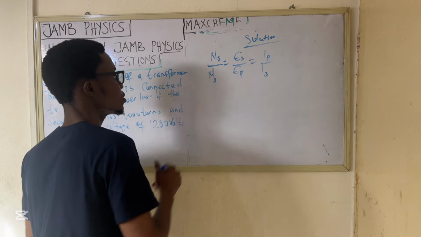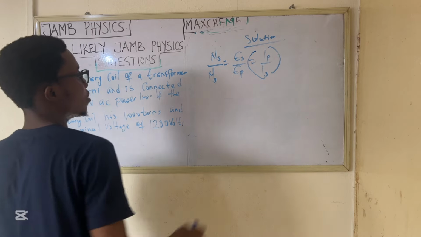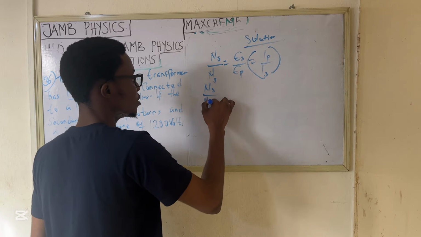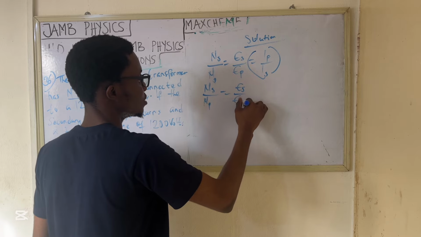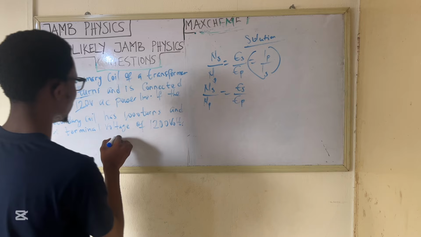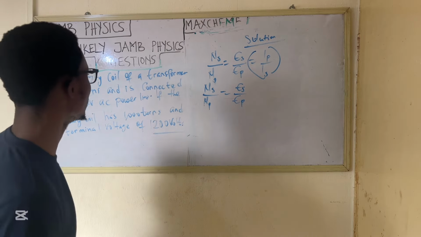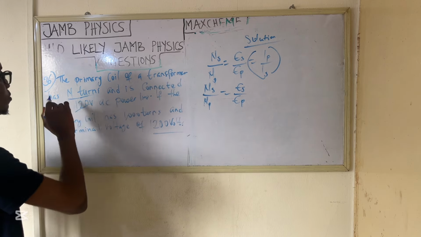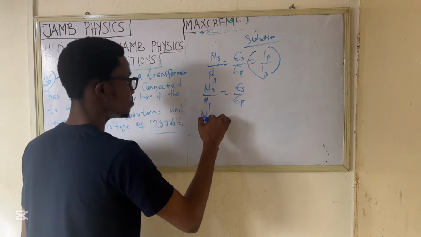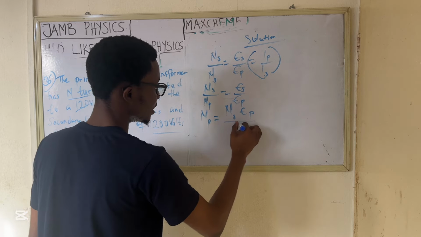Now, let's solve this. We are not given anything related to current here. So we have to use NS over NP is equal to ES over EP. That is, electromotive force is in voltage. The number of turns in the primary we're not given, so we have to look for that. We can make NP the subject of the formula: NP is equal to NS EP divided by ES.